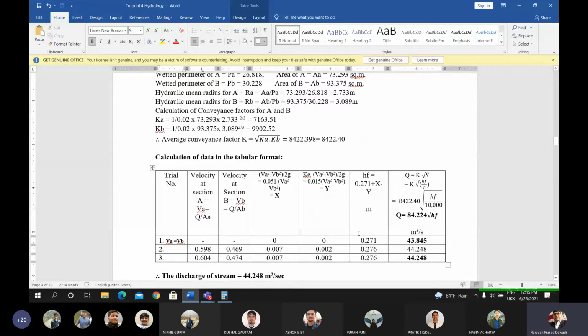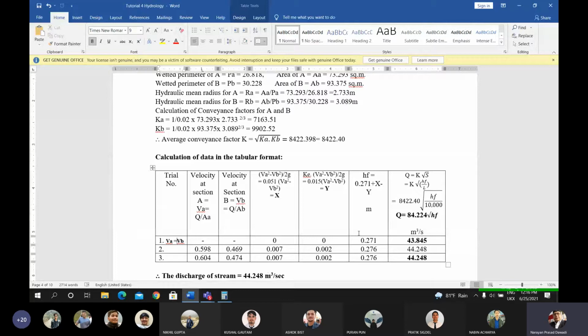This is the trial and error method for the discharge. For the first trial, VA is equal to VB, and find the discharge. With respect to that discharge, find the velocity of sections A and B, and knowing the velocities of sections A and B, determine the friction loss. After determining the friction loss, the discharge is calculated by multiplying the average conveyance factor and the square root of HF by L. You will get the value of the discharge.